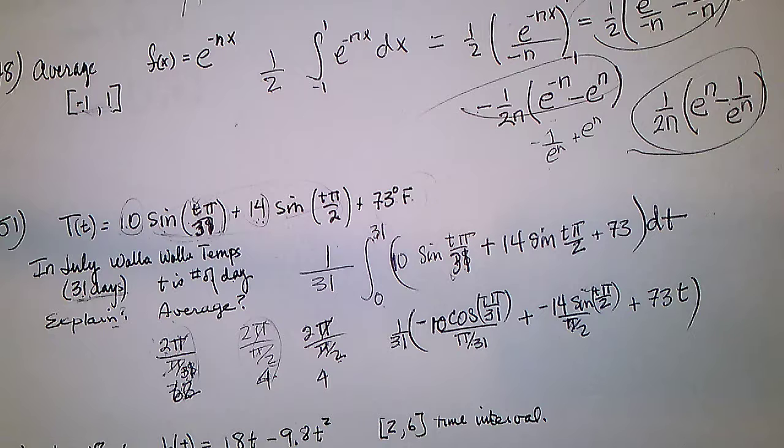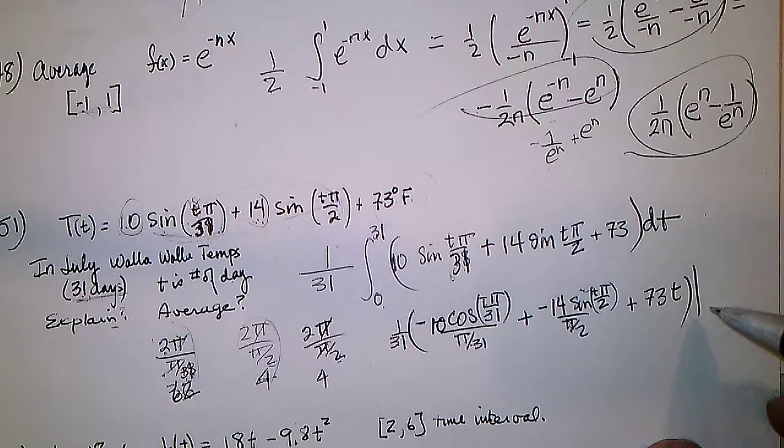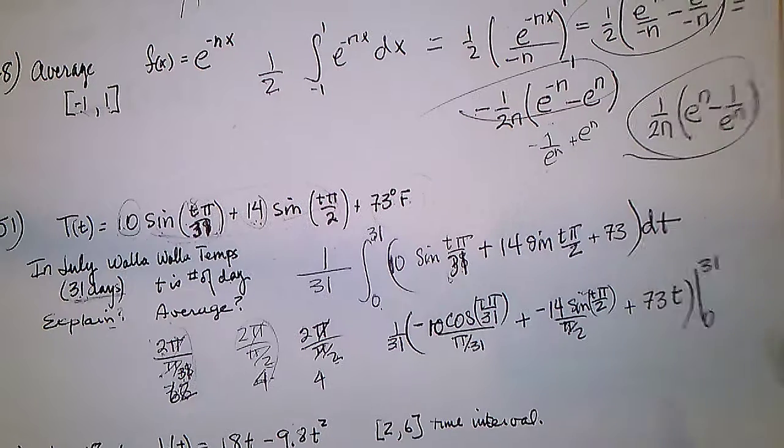Is that t the number? Maybe that's what I got wrong here. T is measured in days, and there are 31 days in July. Explain why you might see a pattern like this and compute the average temperature during the month of July. Okay, evaluated from 0 to 31 days.